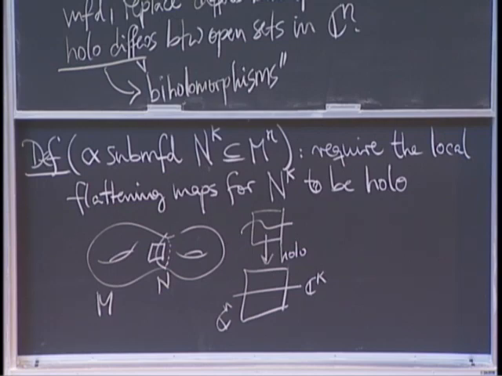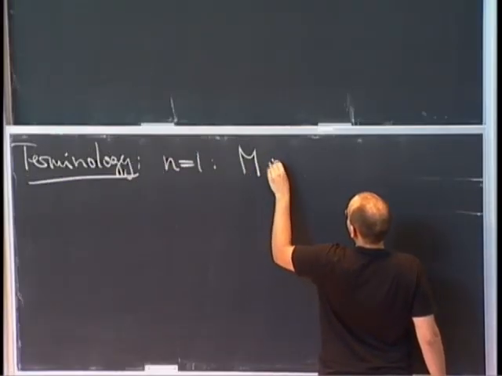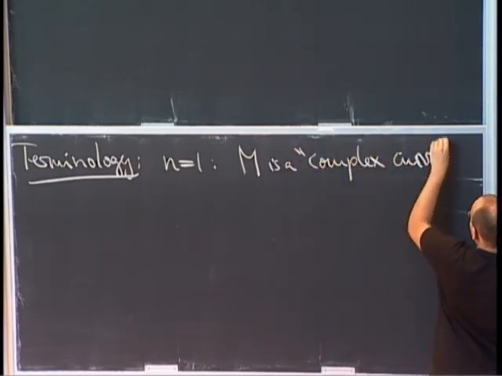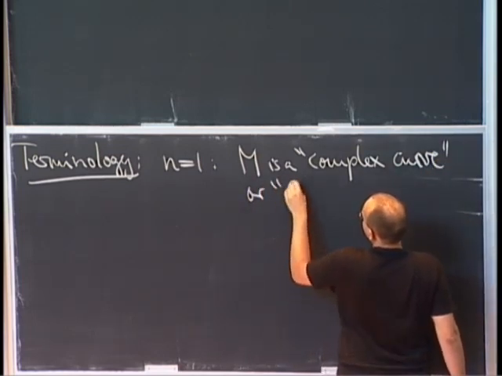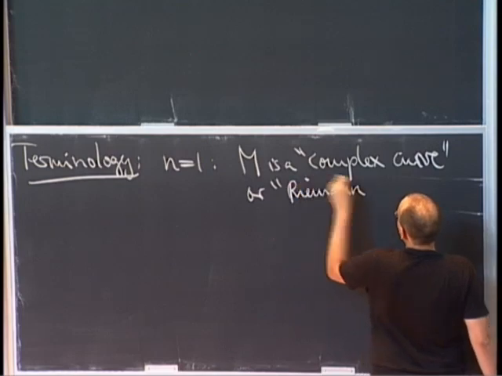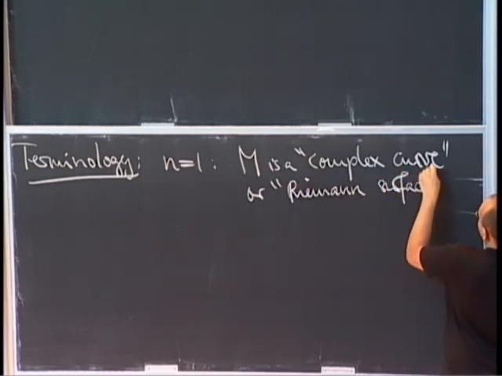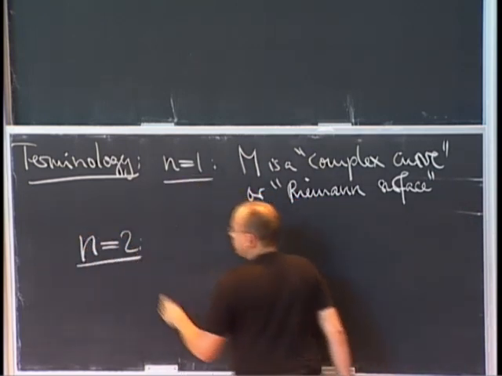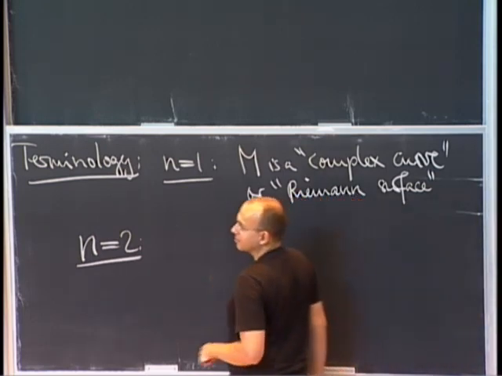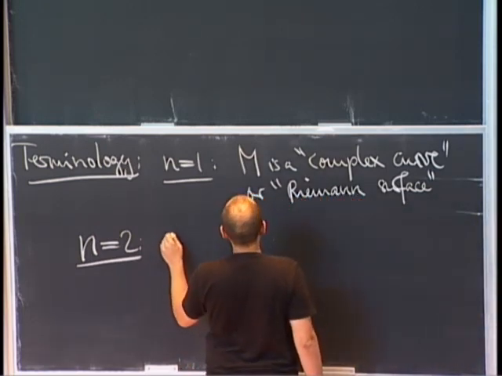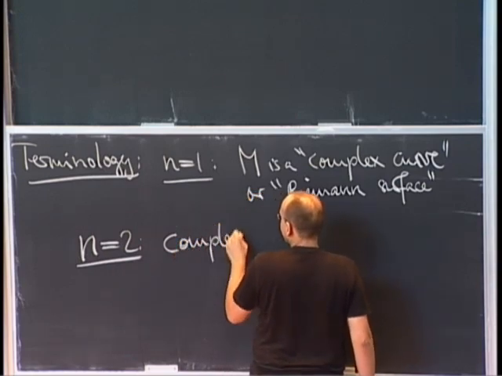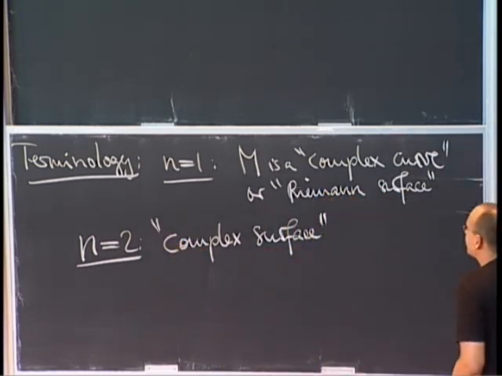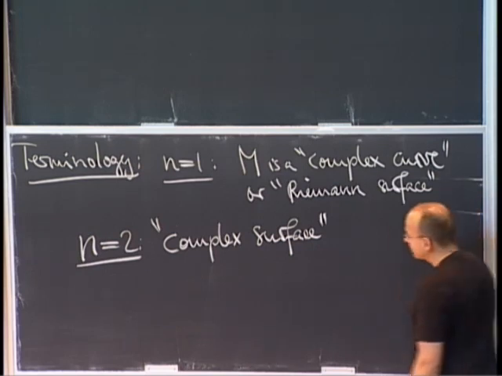Terminology: when n is equal to 1, then M is a complex curve or Riemann surface. That's what we already know. And the only reason I'm mentioning this again is that when n equals 2, people usually call a two-dimensional complex manifold a complex surface. There tends to be some confusion between Riemann surfaces and complex surfaces.